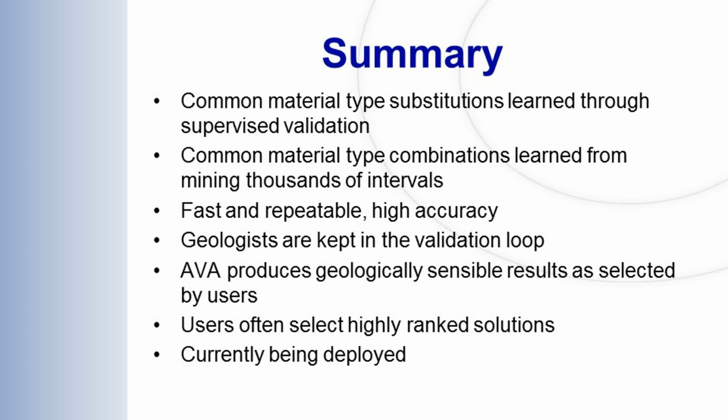So in summary, we performed a training step to understand the common material type substitutions through supervised validation, and we looked at the common combinations of material types that were logged historically, and we developed the algorithm to apply these material type substitution rules and ensure that we had valid combinations of material types. Performing the validation using the auto-validation assistant is faster than doing it manually, and we're getting good accuracy with it, while we're keeping the geologists in the loop, as they have to choose a validated composition. We're getting geologically sensible results.